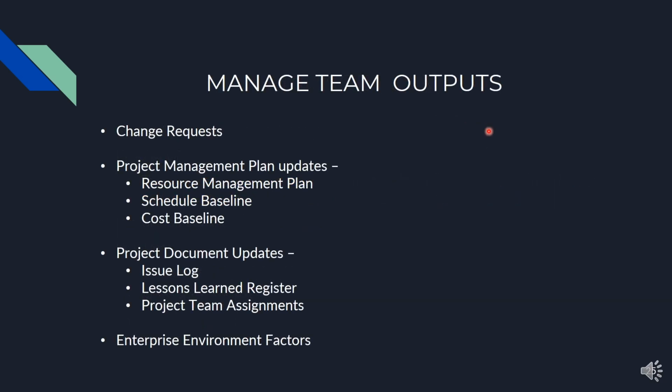The outputs for the manage team process are change requests, project management plan updates, project document updates, and enterprise environmental factors.